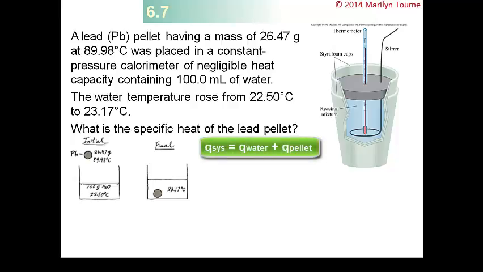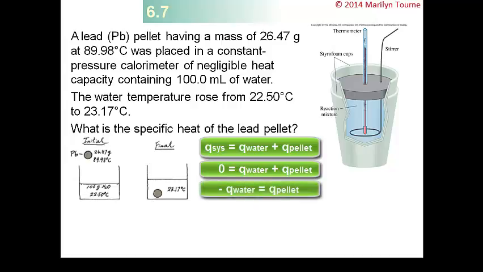But I know that since no heat enters or leaves, supposedly, this calorimeter, that means that my Q system can be 0. So then I've got the Q of the pellet plus the Q of the water is equal to 0. Well, now I have to basically solve for one of them because they want to know the specific heat of the pellet. So I'm going to solve for the Q of the pellet. So Q of the pellet, which is Q of lead, is equal to negative Q of the water. At this point, it becomes easy because you can just plug in everything that we know.